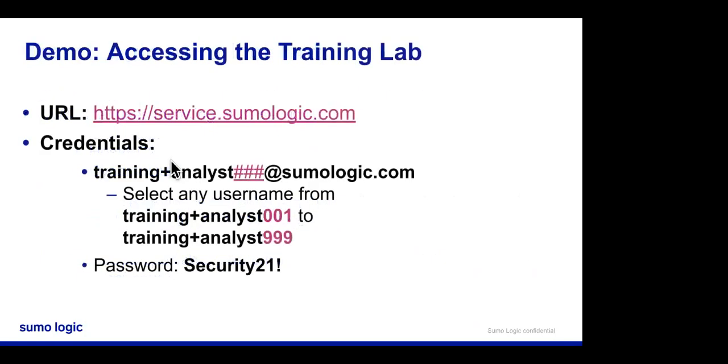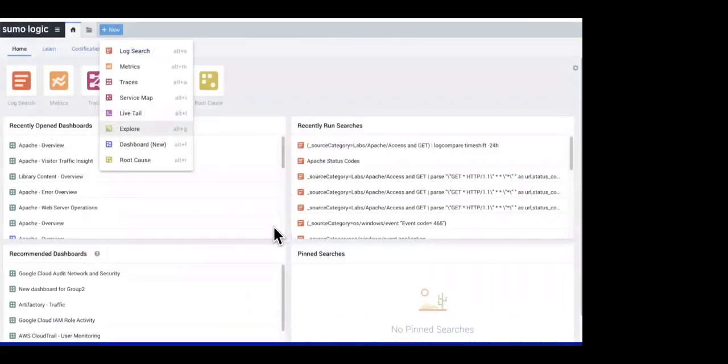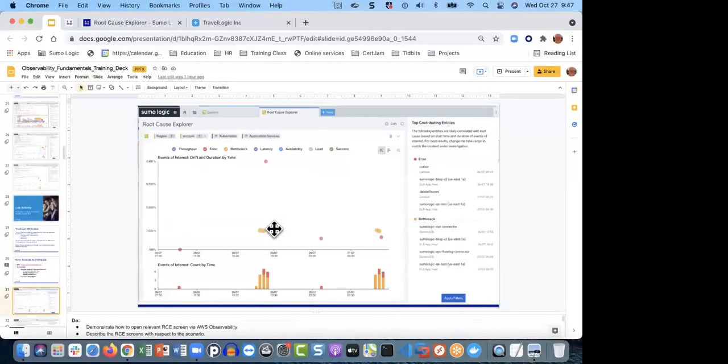So again, we wanted you to log in. Hopefully you all are logged in. Again, if you haven't, go to service.sumologic.com, pick a 3-digit number anywhere from 001 to 999, and log in as training plus analyst with that 3-digit number at sumologic.com. The password is security21 exclamation mark with a capital S. And then we're going to start investigating.